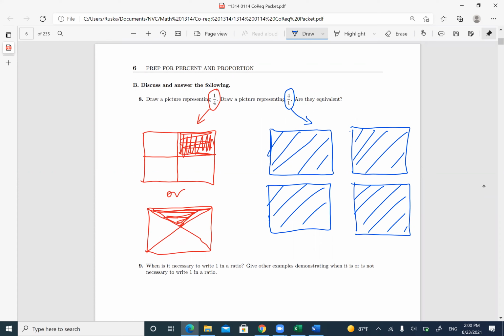So now, are they equivalent? Are they the same? No. That's right, they're not the same. Okay? Any questions on this?